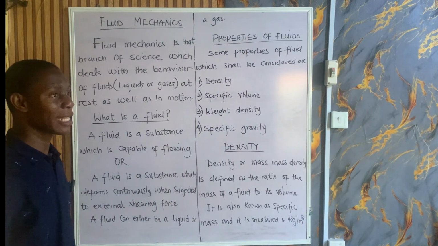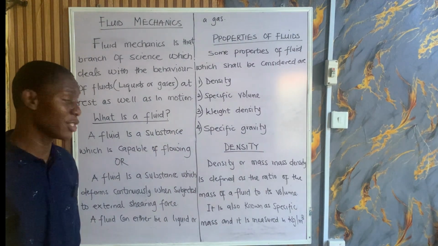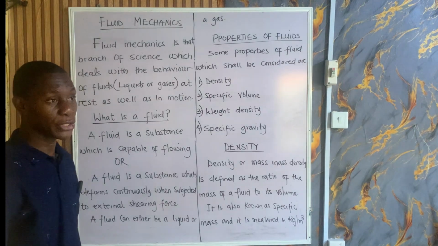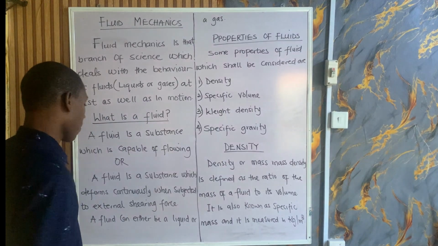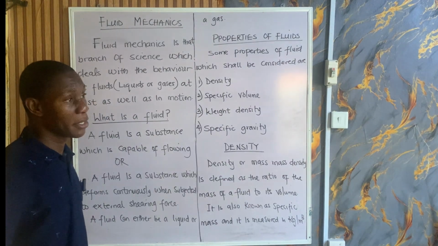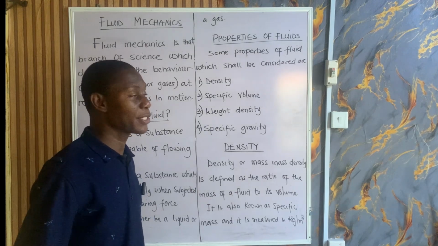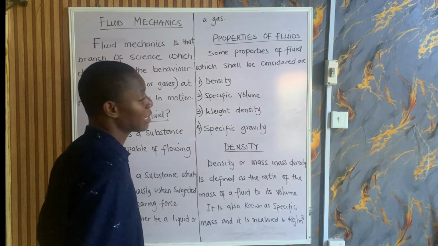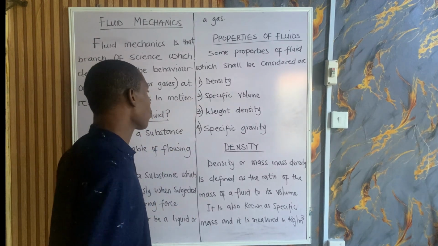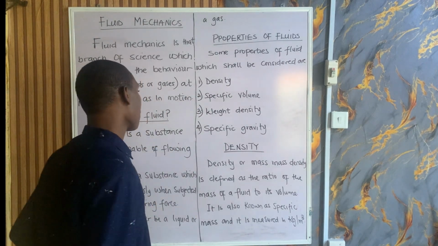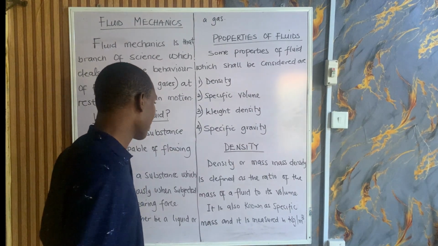A fluid is a substance that is capable of flowing, or you say a fluid is a substance which deforms continuously when subjected to an external shearing force. Like I said, a fluid can either be a liquid or a gas. Now, we want to look at the various properties of fluid, and these are the properties we want to consider. 1, density. 2, specific volume. 3, weight density. And 4, specific gravity.